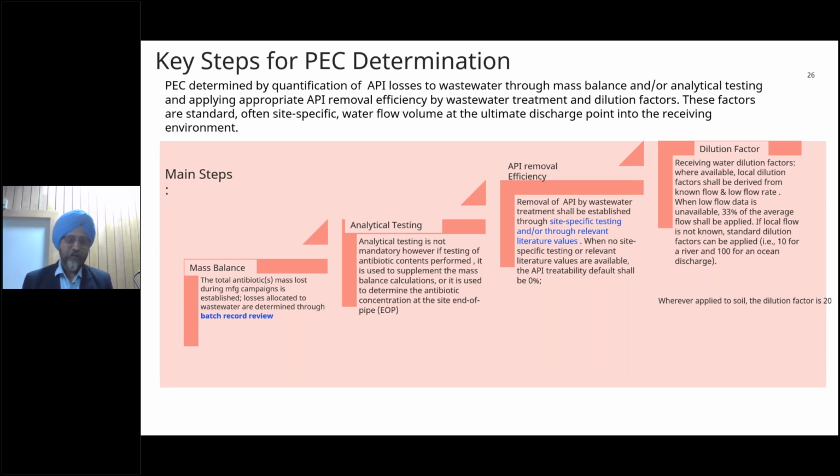So the key steps are mass balance. When we go for mass balance, let's say either it is an API or a formulation unit.